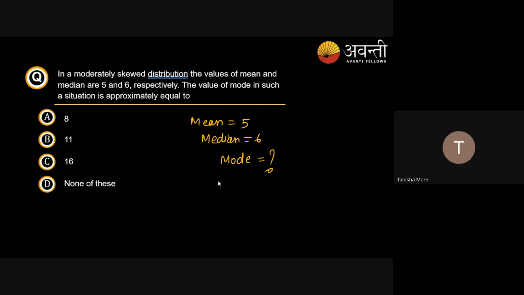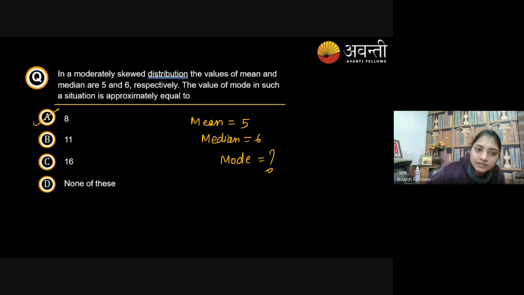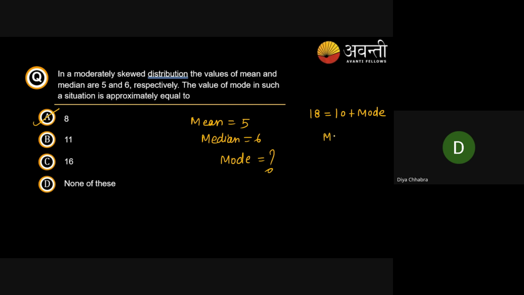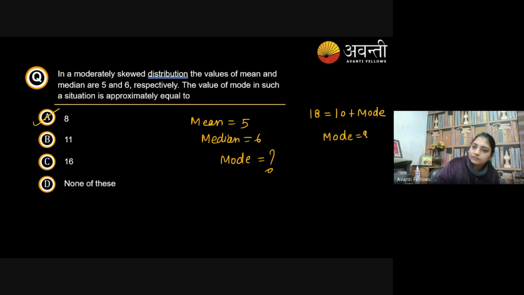8. So 8 is the correct answer, everyone. Because the formula was 3 median, that means 18 is equal to 2 mean, 10, plus mode, right? Mode is equal to 8. Agree?